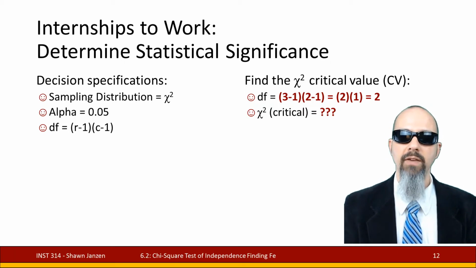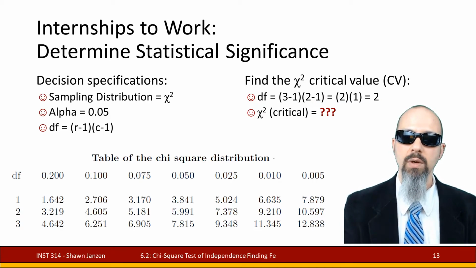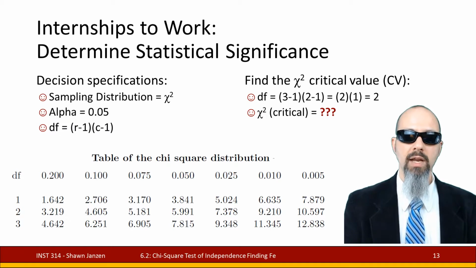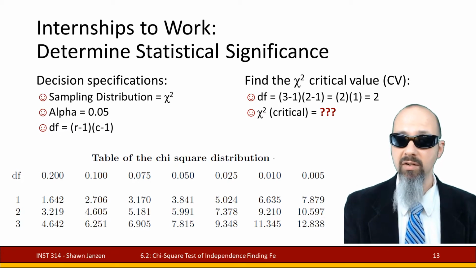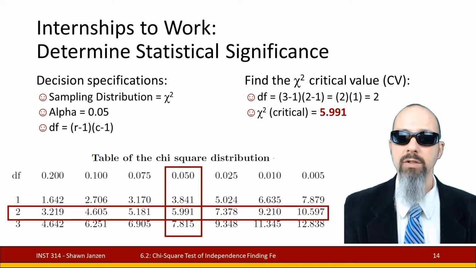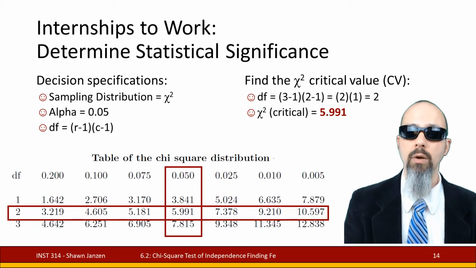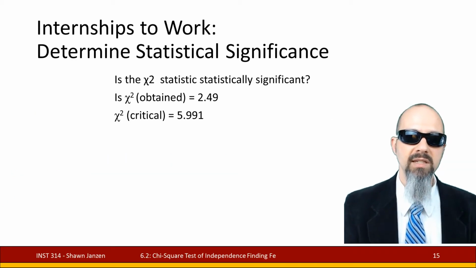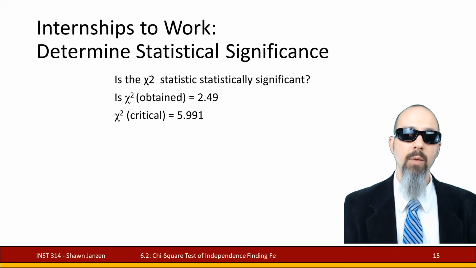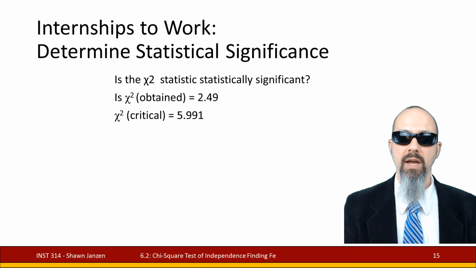The chi-square critical value, we're going to go ahead and bring up on the screen a snapshot here of the chi-square distribution table. We're going to go ahead and look in the columns for the alpha of 0.05 that we have, and in the rows for our 2 degrees of freedom. They intersect at 5.991, so 5.991 is going to be our chi-square critical value. We then need to ask ourselves, is the chi-square statistically significant? Well, we obtained a value of 2.49, and our critical value is 5.991.